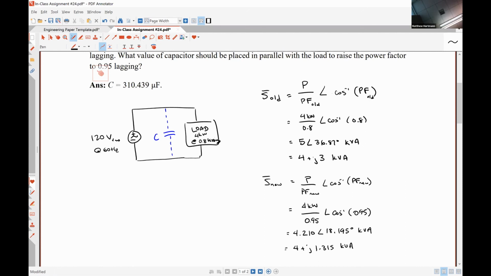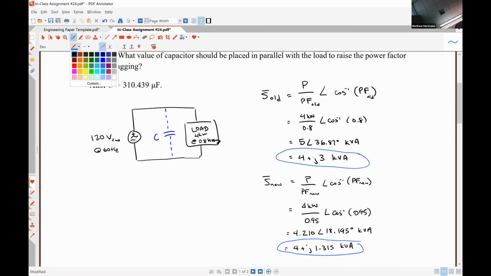So we know what our old complex power was before power factor correction. We know what our new complex power is after we've applied our capacitor. Now we just need to figure out what the capacitor value is that makes this happen.